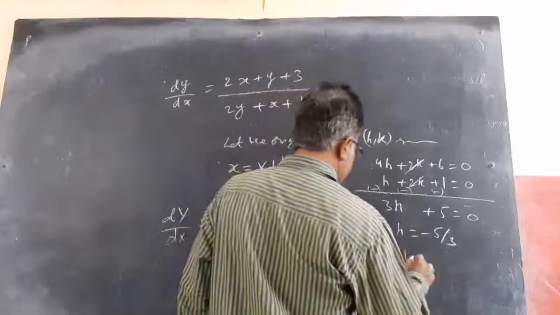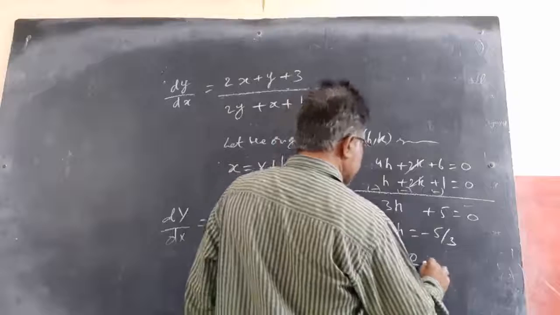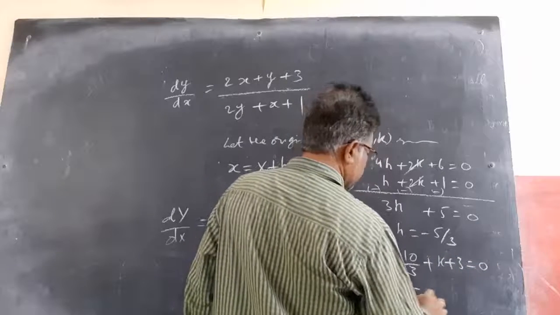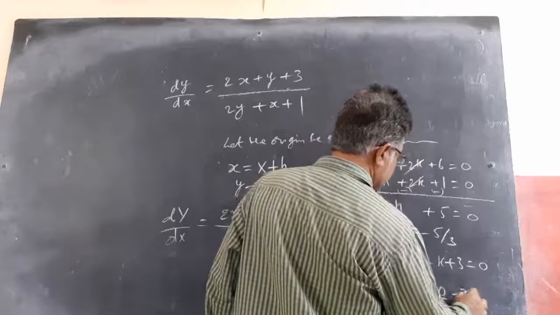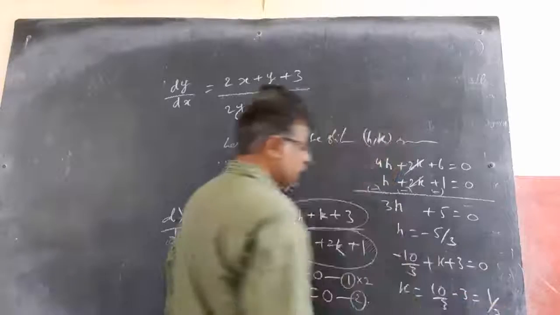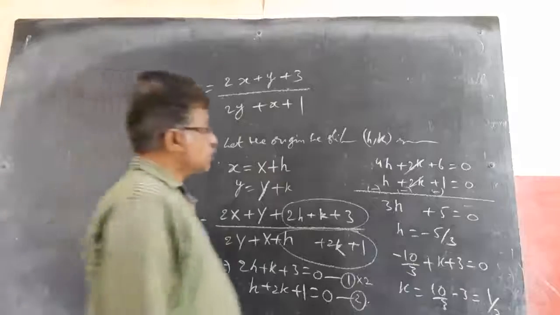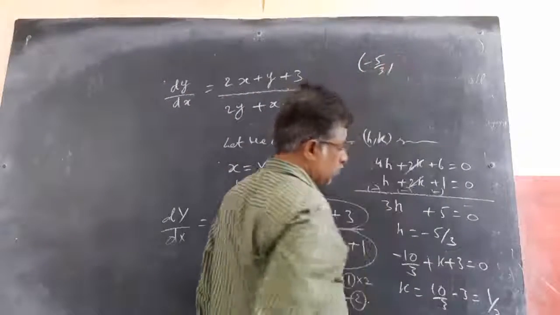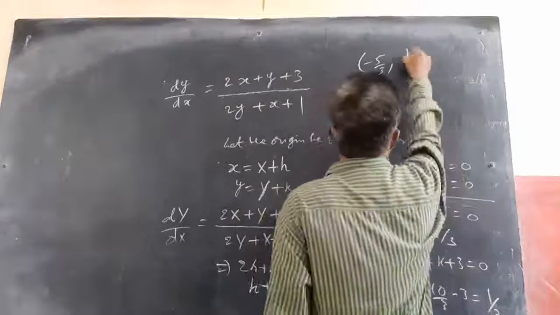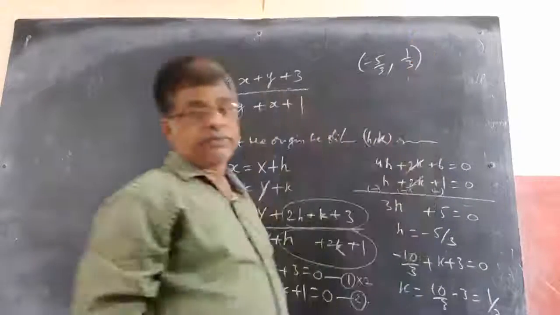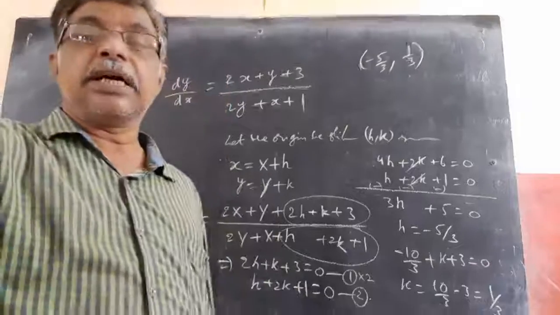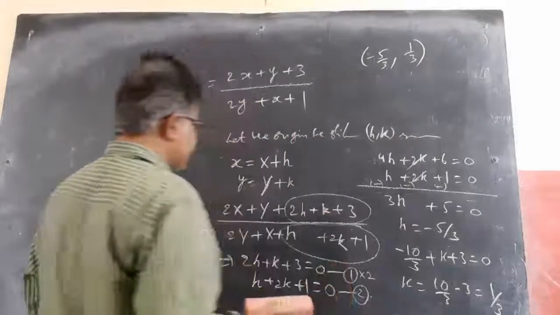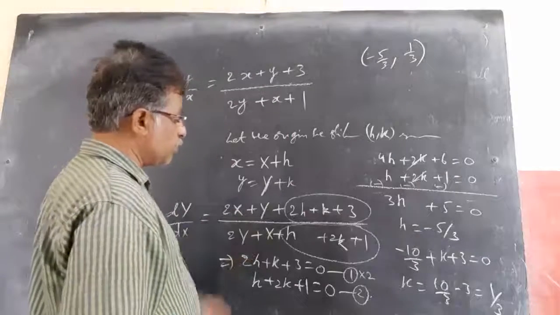That is minus 10 by 3 plus k plus 3 equal to 0. So k equal to 10 by 3 minus 3, which is equal to 1 by 3. k equal to 1 by 3. So the origin will be shifted to minus 5 by 3 comma 1 by 3. Now if the origin is shifted to minus 5 by 3 comma 1 by 3, this is converted into homogeneous.